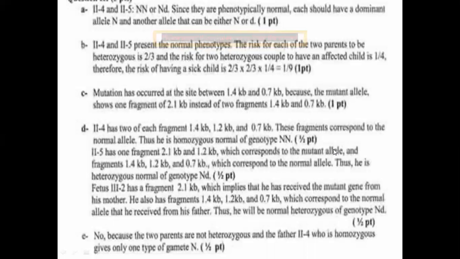No, because the two parents are not heterozygous, and the father 2-4 is homozygous for the normal. So it will give only one type of gametes, which is N, transmitted to the children. Whenever they inherit from their mother an N or a D, the fetus will be either NN or ND. In both cases, it will be normal.